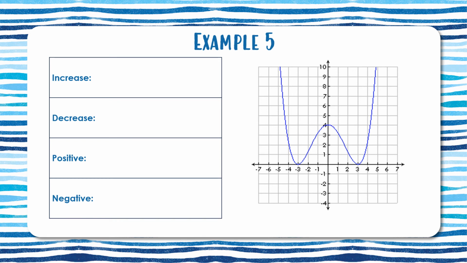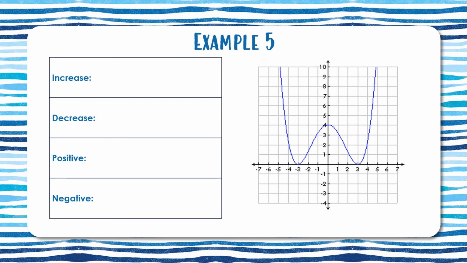When you look at this graph, you might say, well, it never goes below the x-axis, so it's not negative, and that would actually be an accurate statement. So there is no negative interval because it never goes below the x-axis. However, that doesn't mean the entire thing is positive.